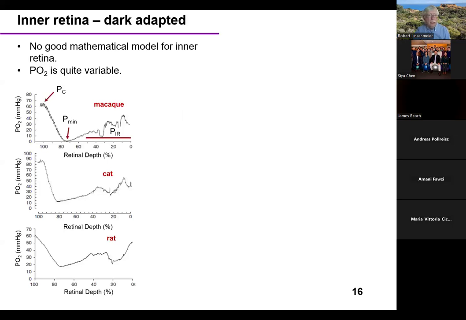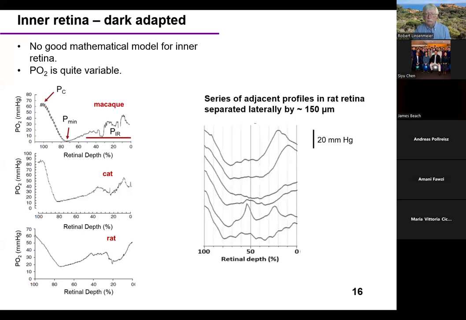So turning to the inner retina, we can look again at these profiles. Again, there's no good mathematical model for the inner retina, and the PO2 in the inner retina is quite variable. So how are we going to deal with it? I can emphasize the variability again by showing you these profiles from the rat retina, which were made in adjacent places in the retina. We moved the electrode and did a profile 150 microns away. So these are separated by 150 microns in the lateral direction.